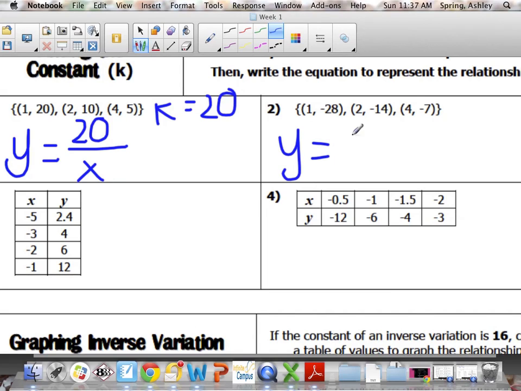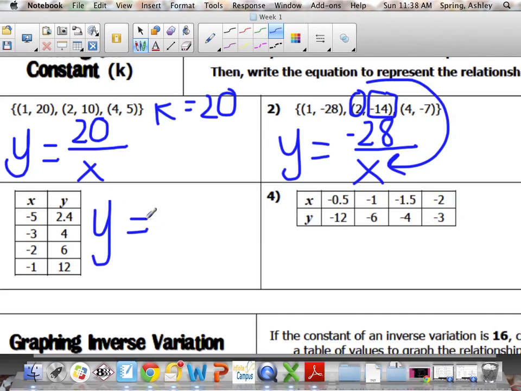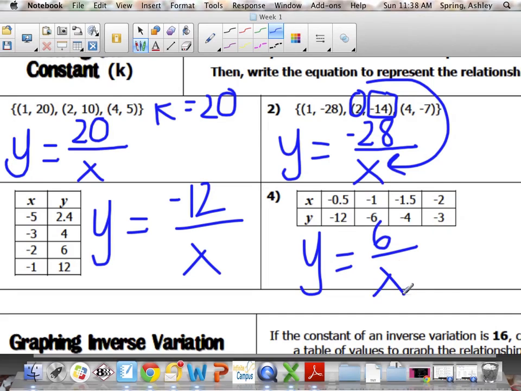Here the constant was negative 28. So the equation that represents this relationship is y equals negative 28 divided by x. And just to make sure, if I were to plug in one of my x values here to the equation, do I get the output of y, negative 28 divided by 2? Yep, I get negative 14, so I know that I've got it set up correctly. Constant was negative 12. Constant was positive 6. And now I've got a generic relationship, a generic equation that represents this relationship.